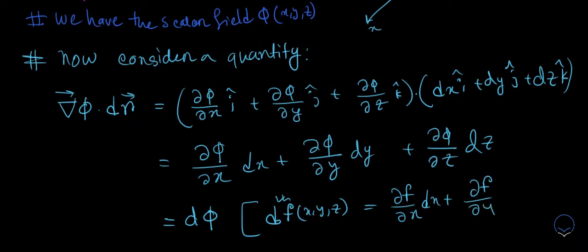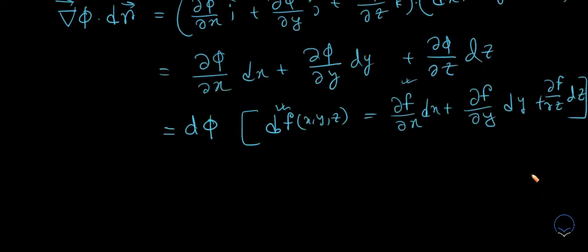This is the formula that we have used on this line, or an identity, whatever you want to call it. So our gradient of the scalar field dotted with the displacement in that 3D space is giving us the absolute differential of the scalar field itself. So let me just write it out again.